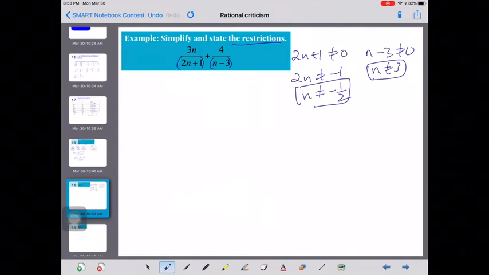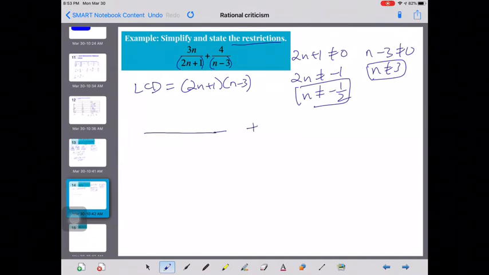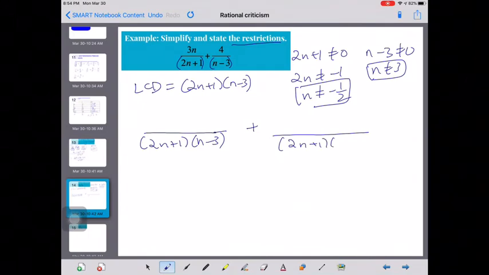Now let's add them. So if you notice these two pieces, they don't look the same. So the LCD would be just to bring them together. Take the product of the two together. So what I'm going to do right now is make lots of room, because you're going to have a large fraction here, a large rational expression here. So I'm going to write down the common denominator, LCD, and I'm going to write down 3n.